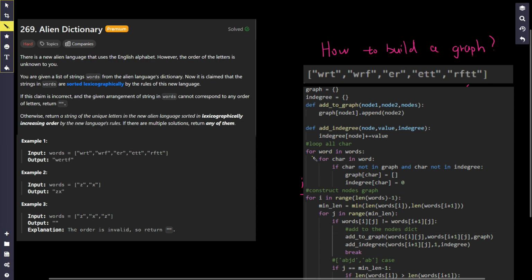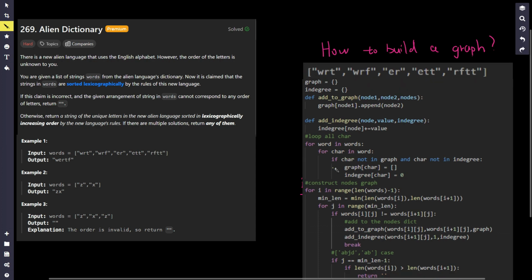I have the nested for loop here, where at first I'm scanning each individual word. Inside, I have another nested loop scanning the letters inside each word. If there's a new letter that has never been added to the graph and in degree variables before, then I simply initialize an empty array, which means the edges, and then the in degree to be 0.